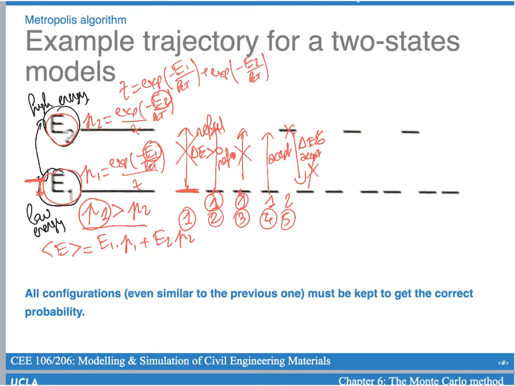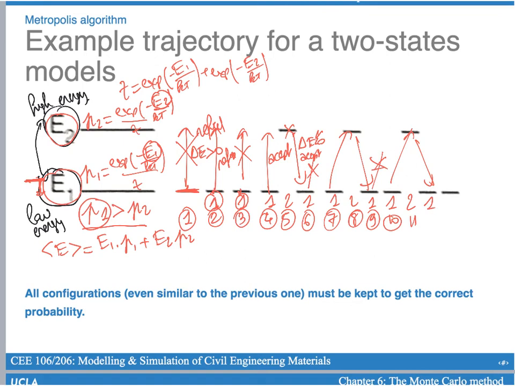It turns out it's refused, so you stay in state number 1 for step 6 and step 7. At step 7, you try to move again, it turns out it's accepted, so now you go to state 2, then necessarily you accept at the next step to go back. Then you refuse, so you stay at 1 for step 10. Then you accept, so you move to 2 for step 11, then you go back to 1 for step 12, etc. So this would be an example of a Monte Carlo algorithm, where you have only two states.